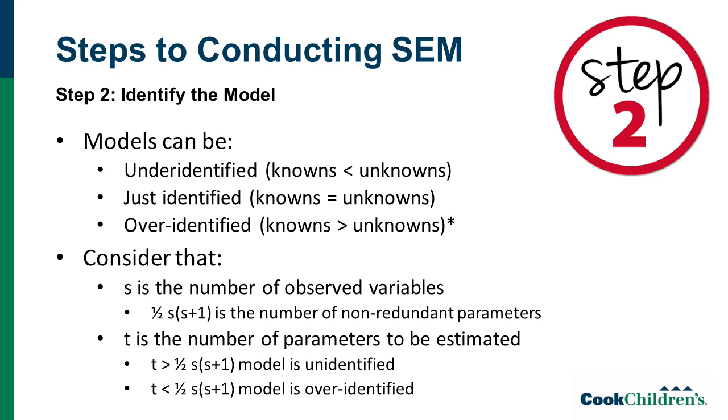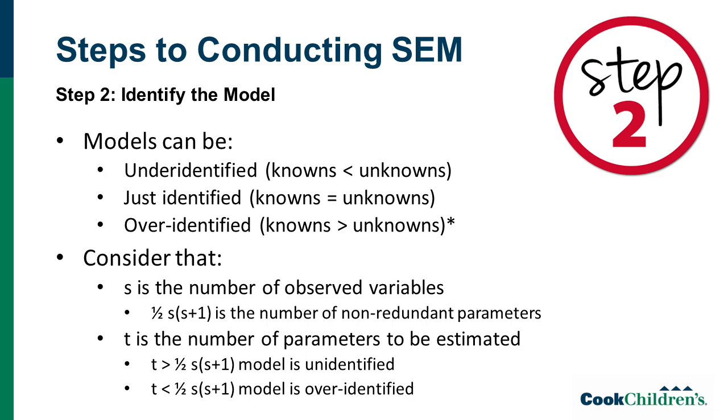So there are several ways to identify your model. One way is to assess the identification status using your software. It's going to, in the output, give you an identification status. You can also compute the identification quickly by hand using this brief formula. Let S be the number of observed variables in the model. The formula 1/2 S times (S plus 1) is the number of non-redundant parameters. And T is the number of parameters to be estimated.